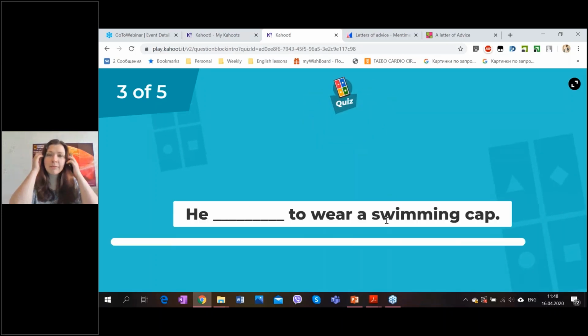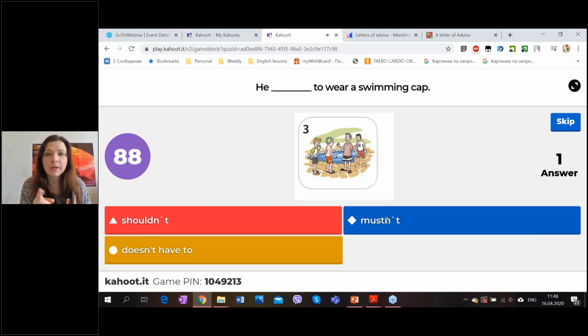To wear a swimming cap. Look carefully at the picture. Look at all the children around this poor guy in a swimming cap. Was it the rule here to wear this swimming cap? So we'll talk about this poor guy in red shorts and green hat. Was it a strict rule or is it just not necessary? Be very attentive here.